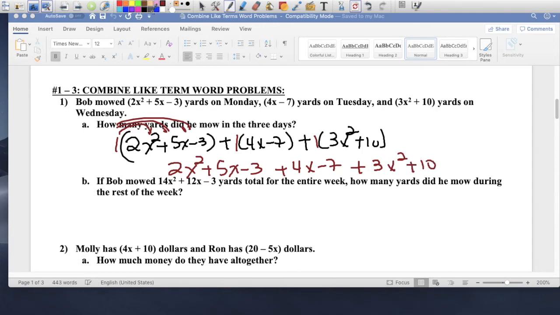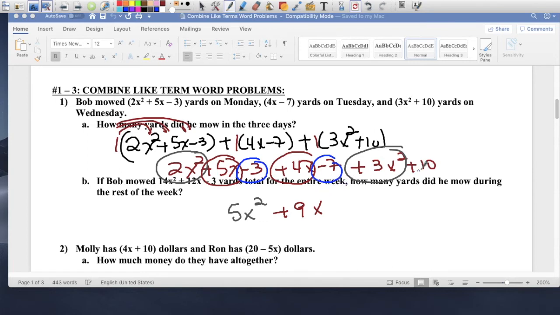Now I get to combine my terms. This guy with this guy, it's 5x squared. And then we have this guy, 5x plus 4x is 9x. And then negative 3 over here, negative 10 is negative 10, and plus 10 is just 0. So this is my final answer. So this is how much he mowed in 3 days, Monday, Tuesday, Wednesday.